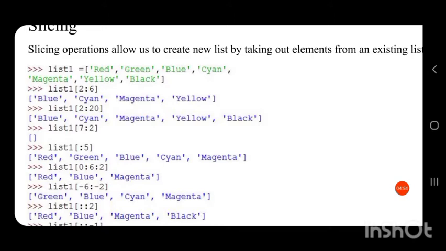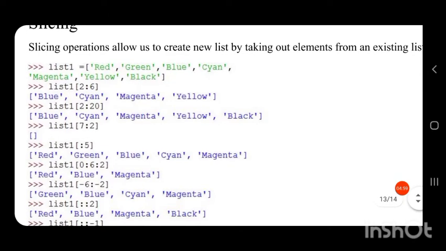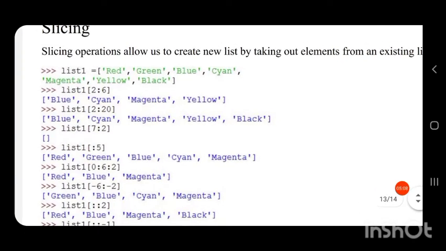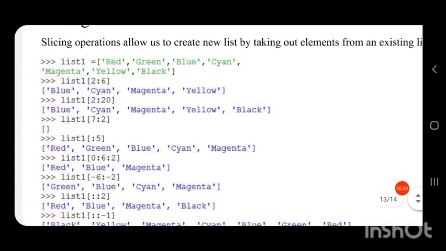So, in any case, if we do not specify the starting position, then the start position will be considered as 0 by default. And we should specify the stop value. Then if we do not specify the step, then by default the step will be considered as 1.